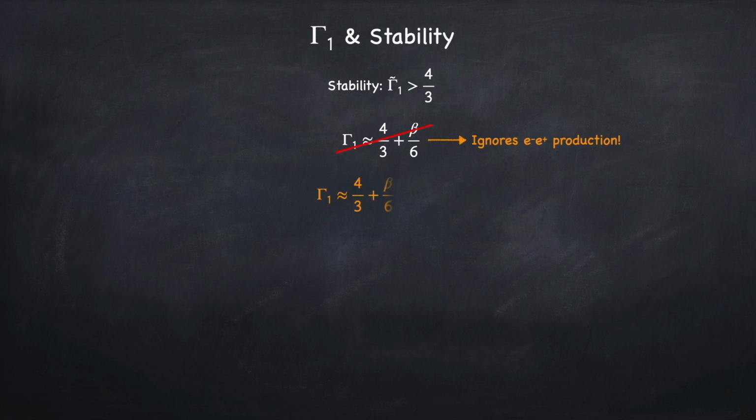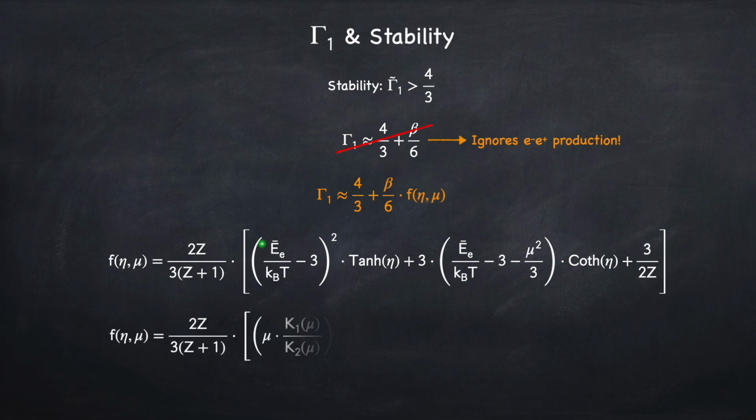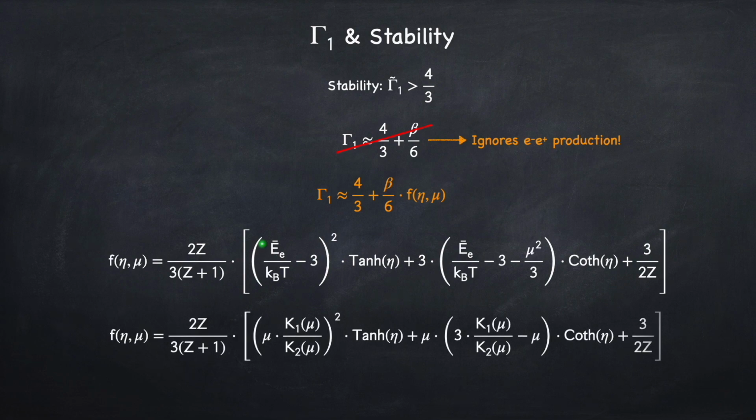Well, it turns out that if you account for pair production, gamma 1 is equal to 4/3 plus beta over 6 times this function f of eta and mu. So really, this is a function of chemical potential and temperature. And it turns out that this function is this big complicated mess, where Z is the average charge of a nucleus and E bar is the average electron energy. Well, we already found what E bar is, so we can substitute that in. Where on earth does this function come from?